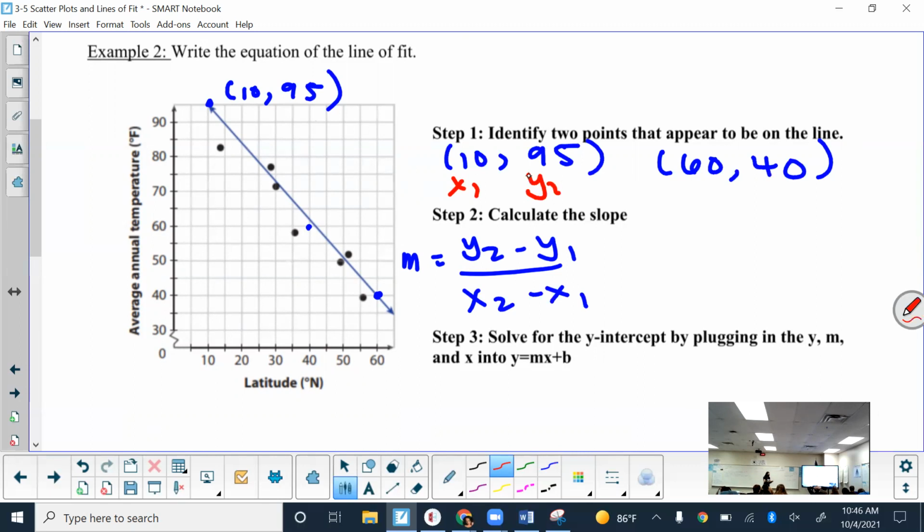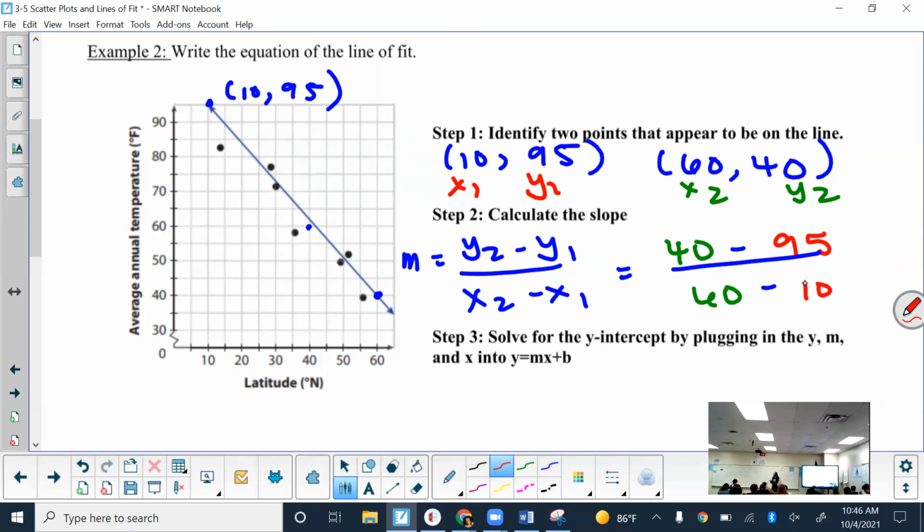Label one of your points as x1, y1. The other is x2, y2. And plug them into the formula. So if I label it like this, my y2 is 40 minus y1, which is 95, good, over x2, which is 60, minus x1, which is 10. And I color coded it so that you can see it.